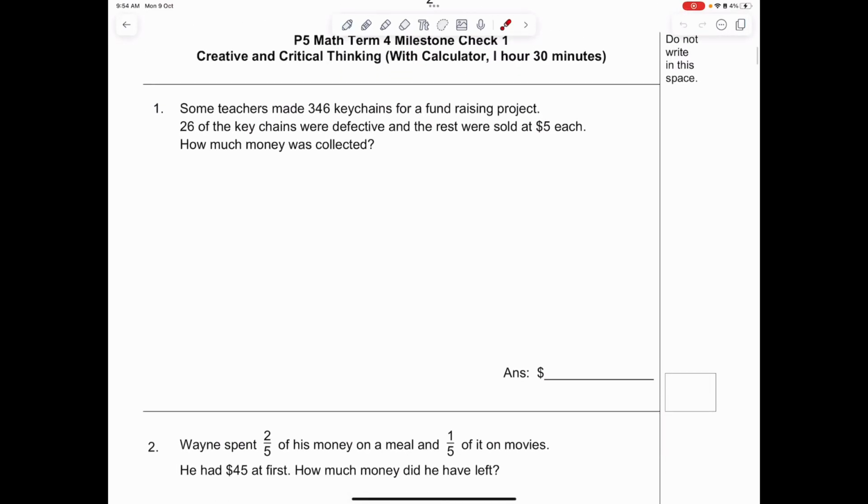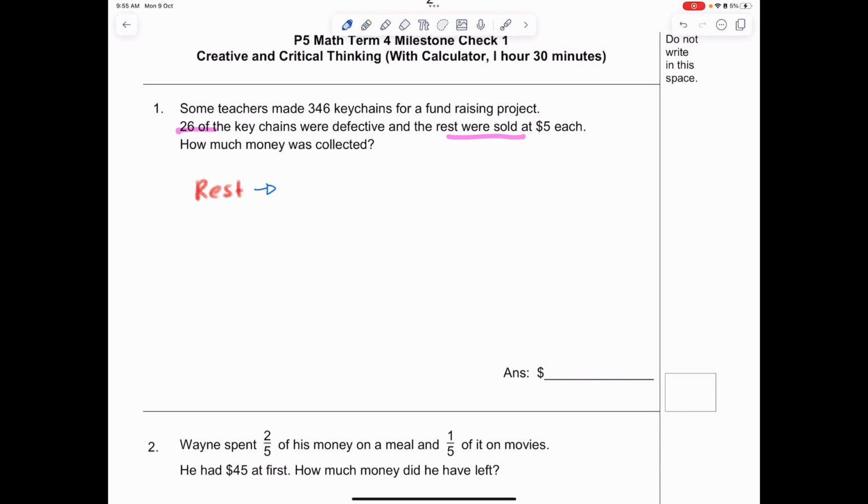Alright, paper 2, milestone check 1, question number 1. Some teachers made this amount of keychains for a fundraising project. 26 of it were defective. And the rest was sold at $5. So we need to find out what is the rest first.